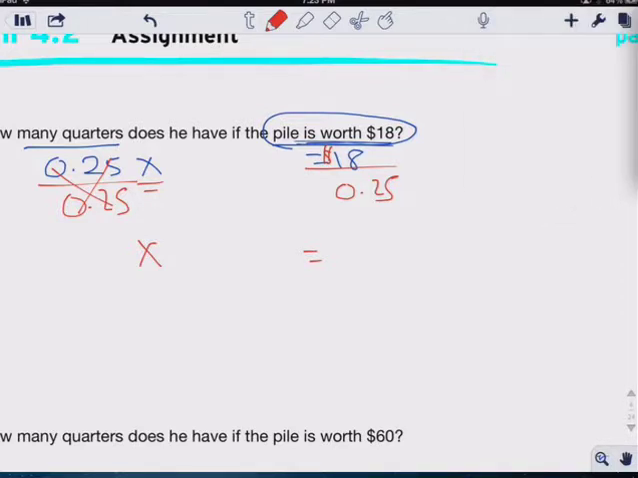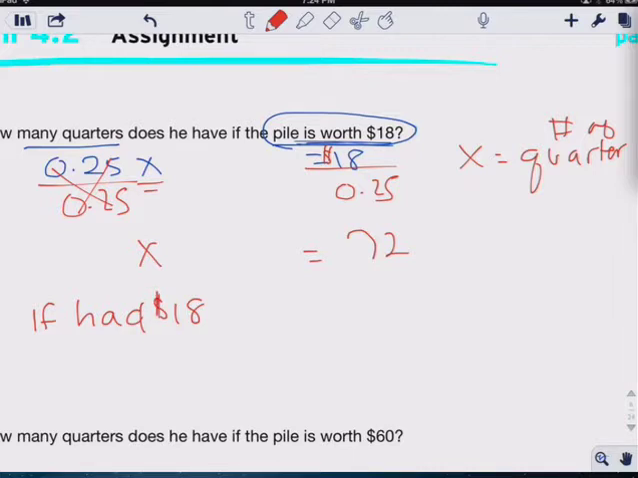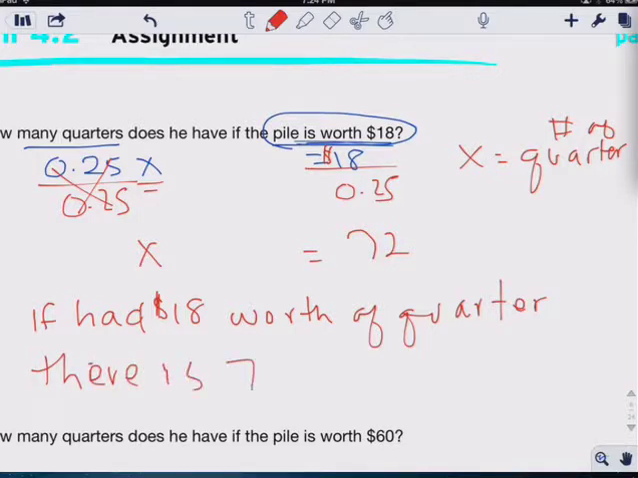72 coins. The X, remember, represents the number of quarters. So that's 72 quarters. If he had $18 worth of quarters, there is 72 quarters. Okay.